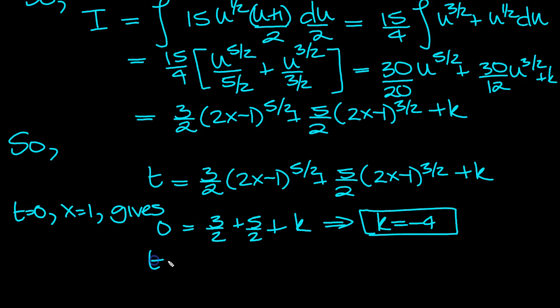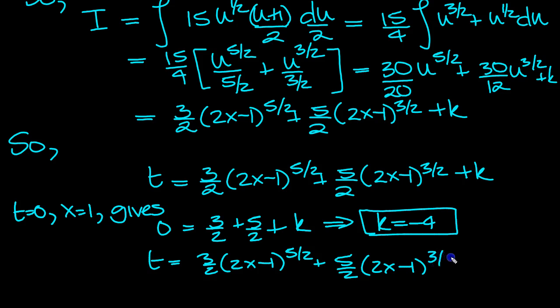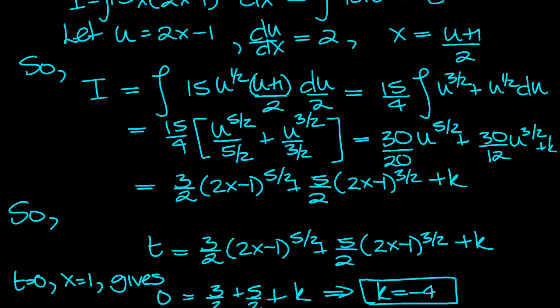And so that gives us t is equal to 3 over 2, (2x minus 1) to the 5 over 2, plus 5 over 2, (2x minus 1) to the 3 over 2, minus 4. So there's our solution then.